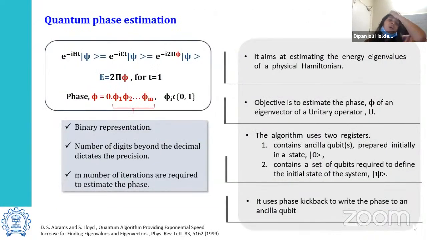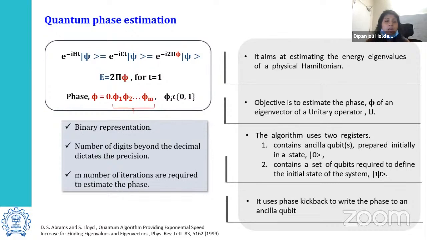Now let me talk about what quantum phase estimation is. The basic objective of the quantum phase estimation technique is to estimate the eigenphase corresponding to an eigenvector of a unitary operator. The unitary operator in our case is e to the power minus iHt, as shown here. We generally write down the energy eigenphase as a series of binary digits. We have written the eigenphase phi as 0.phi1 phi2, and so on, where phi1, phi2 are binary digits.